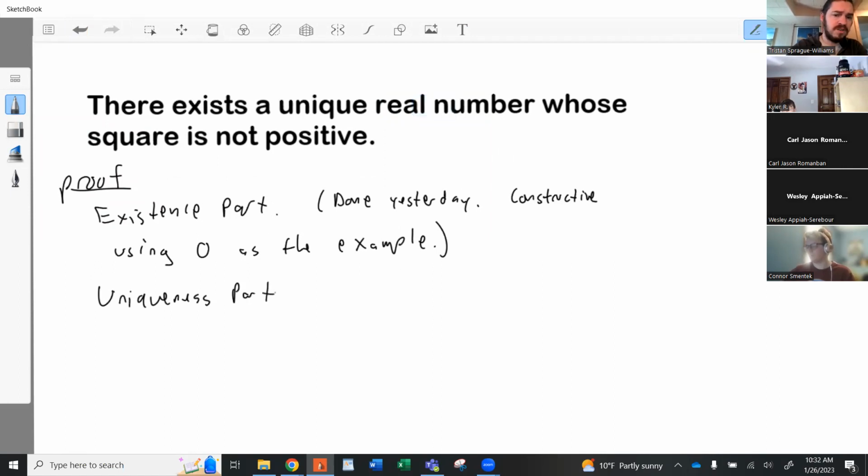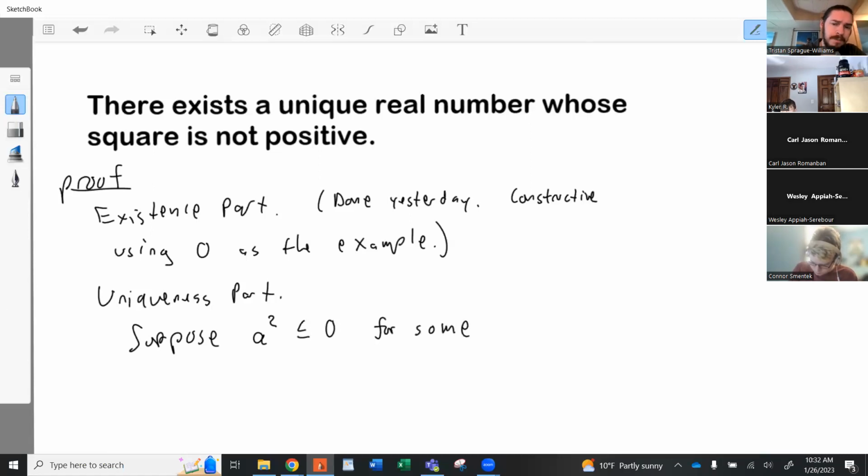So I guess I'll call this the uniqueness part. Okay, so to prove that 0 is the unique real number whose square is not positive, we need to suppose that there is another example that isn't equal to 0. So we'll say, suppose a squared is not positive, less than or equal to 0, for some real a, which itself is something other than 0.